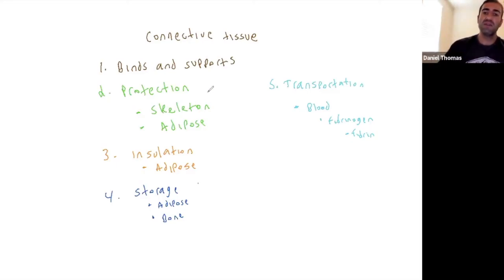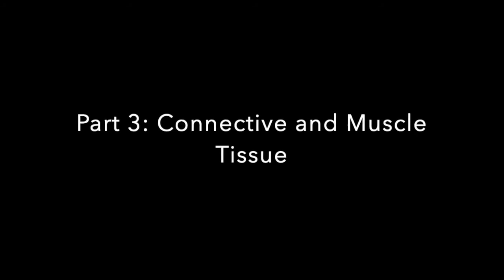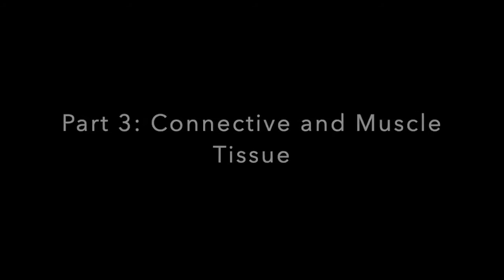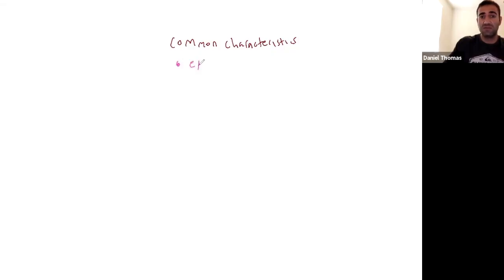All right, now common characteristics. All right, everyone, so now we're on to common characteristics. These are things that connective tissue has in common. And the first one is going to be very important. It's going to be an extracellular matrix.